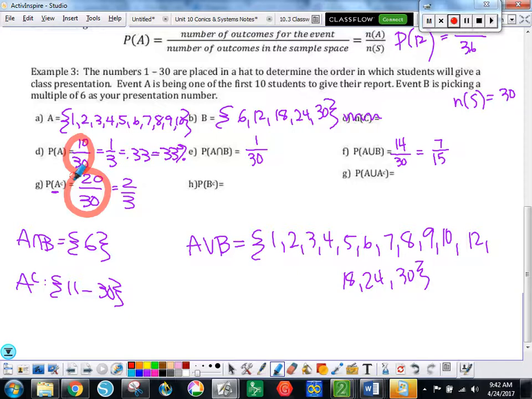Probability of B complement. So what can we do here? We know how many items are in B. 5, right? If there are 5 items in B, that means how many items are not in B? 25? So to find the number in B complement, I can take 30, which is my total, subtract 5, so that's how many are in B, and I would get the 25.